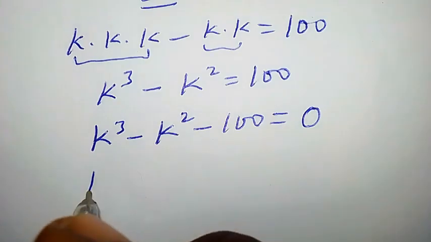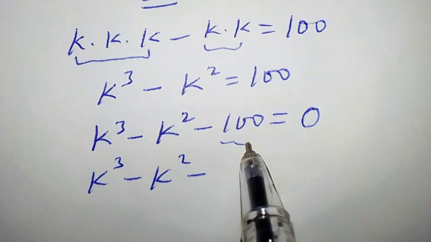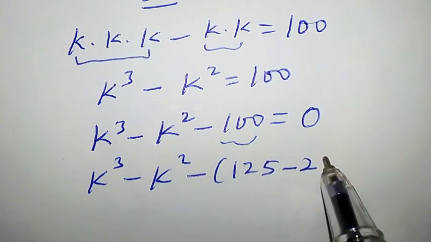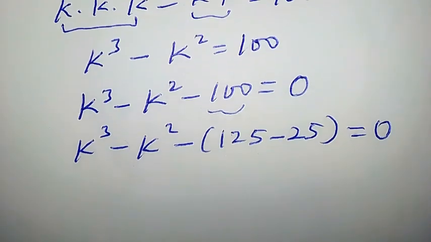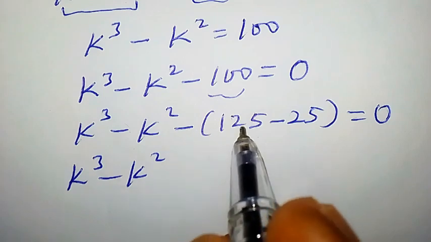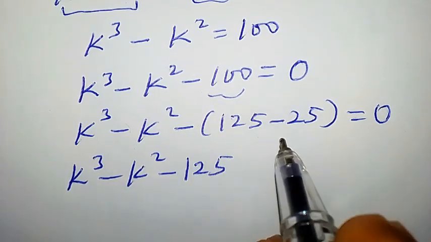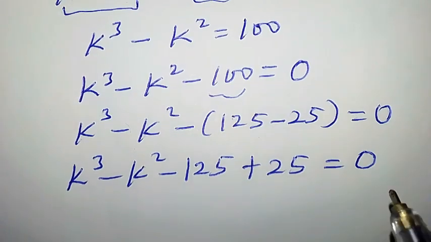K to the power of 3 minus k to the power of 2 minus, we can rewrite 100 as 125 minus 25 equal to 0 for simplicity. Let's proceed further. K to the power of 3 minus k to the power of 2 minus times 125, that is negative 125, minus times minus 25, that is plus 25, equal to 0.